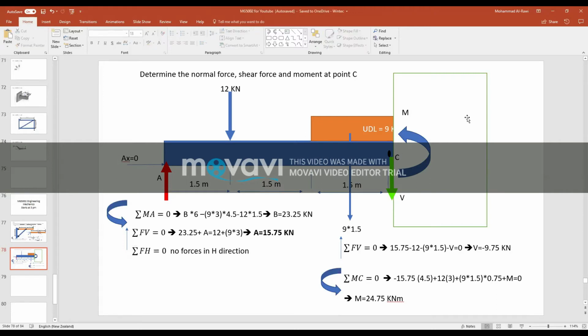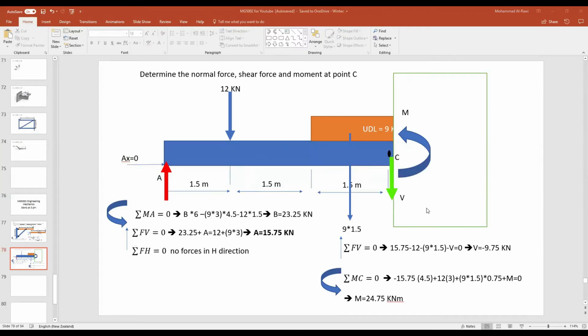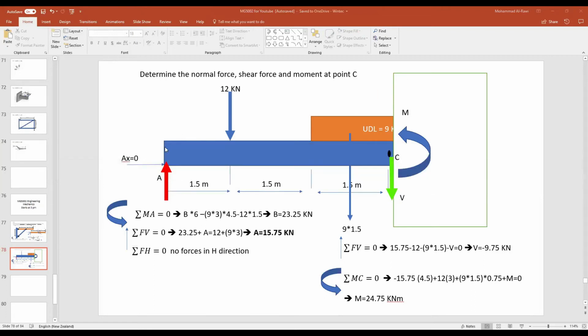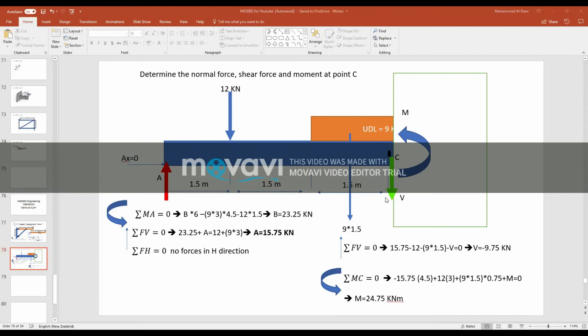Now, the second part of this question is to take a section. What I did, I just hid the information. I kept one of the ends, A till the point C, because we want to find the shear force at point C and the moment about point C. So on the paper, you draw everything till that point. Instead of the 6 meters, you draw it till 4.5 meters. And then you put the moments, and you put the shear force V and the moment.